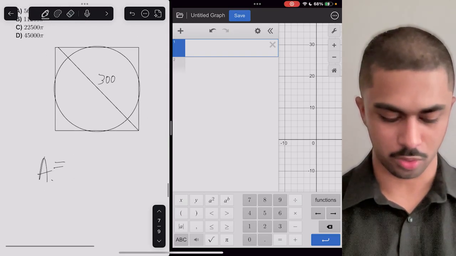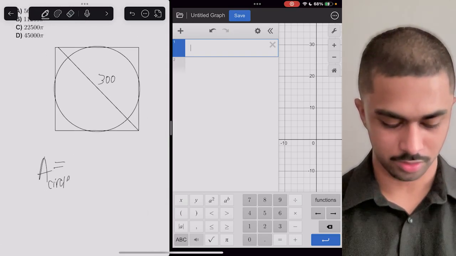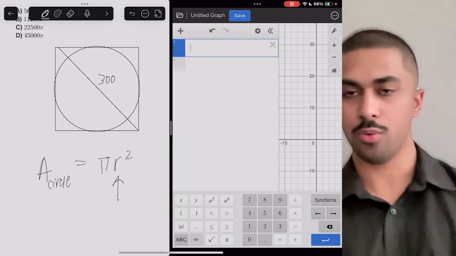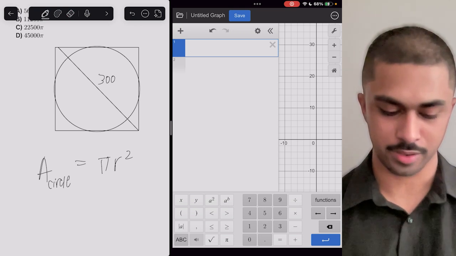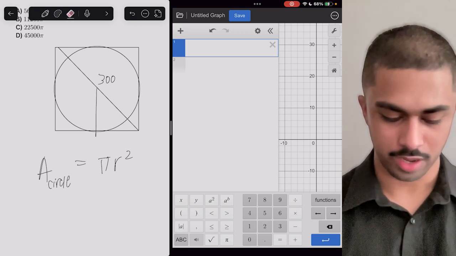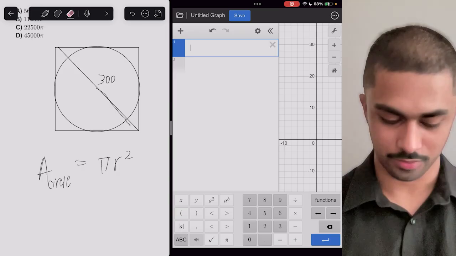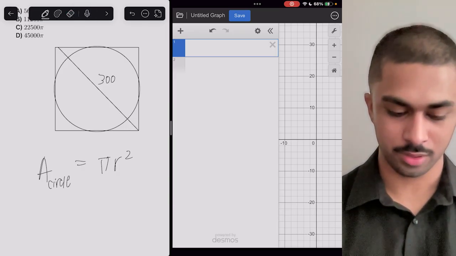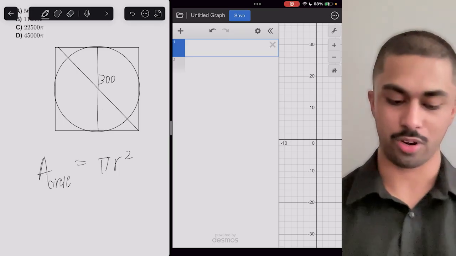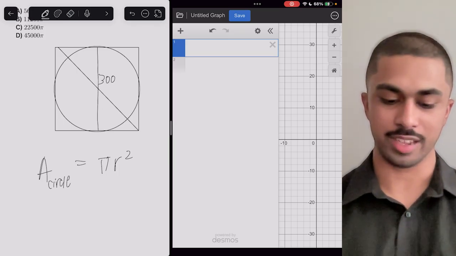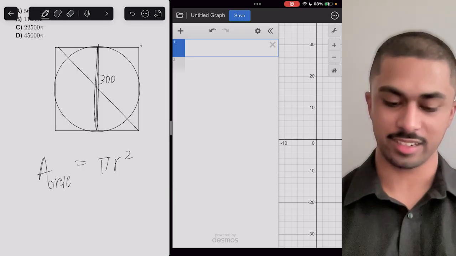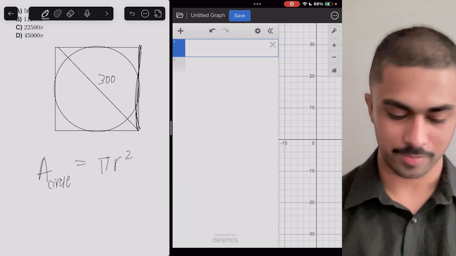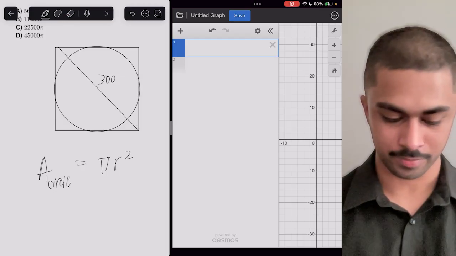The area of a circle is always pi r squared, so all we need to know is just the radius. Now, if we start drawing radii, we see that they have nothing to do with the diagonal, except for when we draw a diameter. If we draw a diameter, we see that this diameter length is exactly the same length as one of the sides of the square, right? And the diameter is just twice the radius.